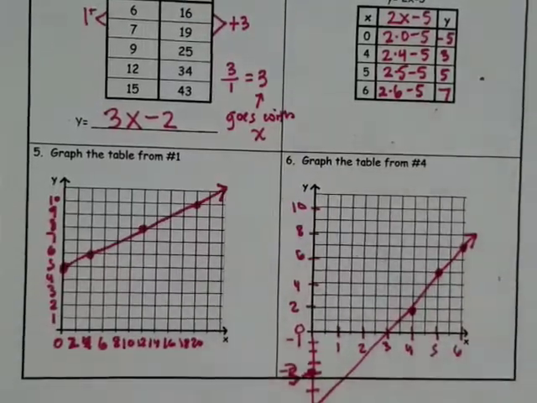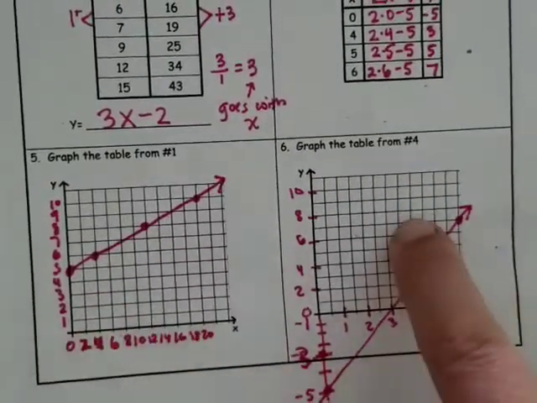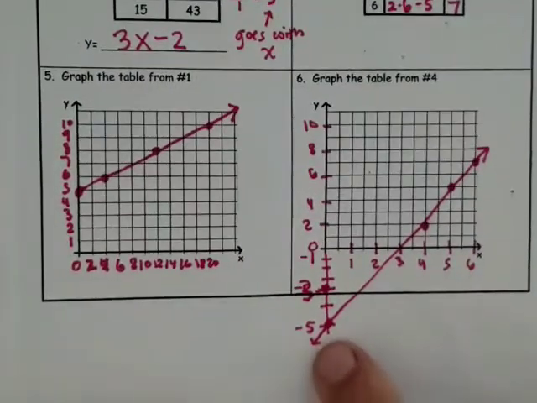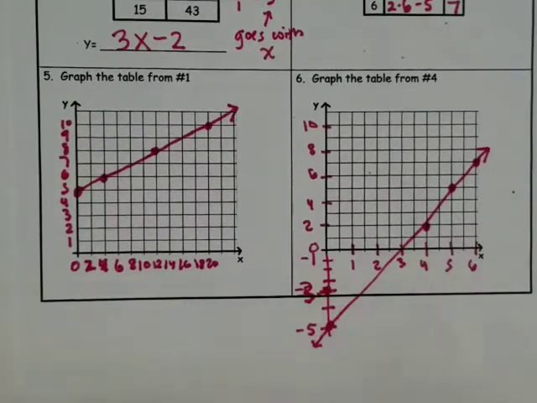And then we had to graph number 1 and number 4 from here and here. And so we graphed them right here, and here are the pictures of the graph. You did have to go into -5, so I kind of had to extend my coordinate plane.